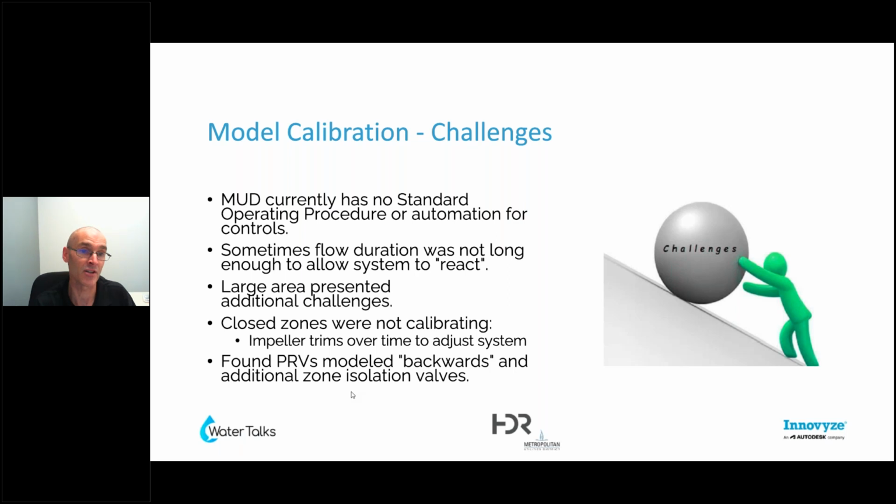And again, the large area presented challenges. The first time we went through, we tried to do it on a zone wide basis, and obviously that didn't work. So we had to go back and modify our approach, as I said.